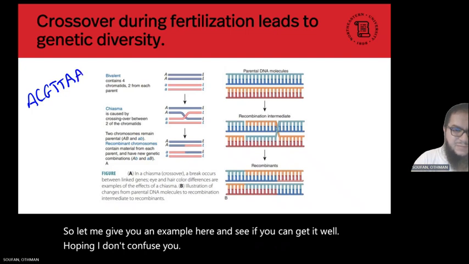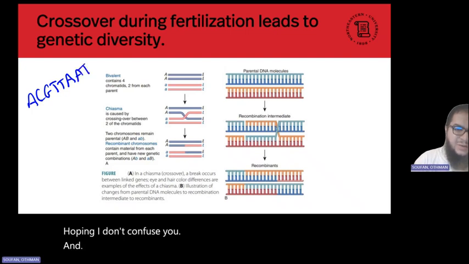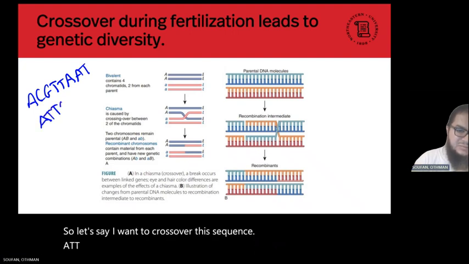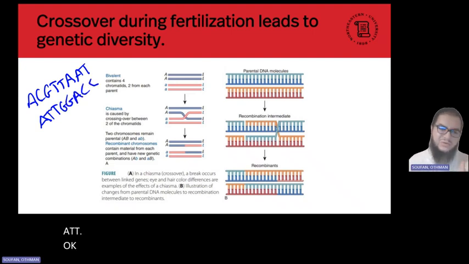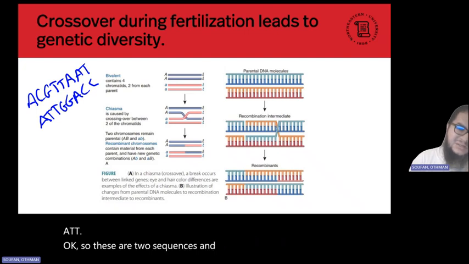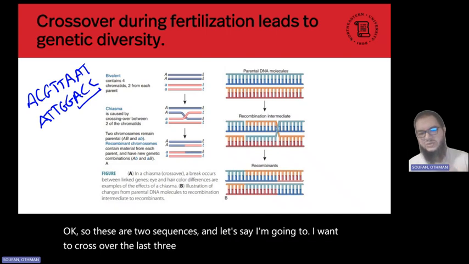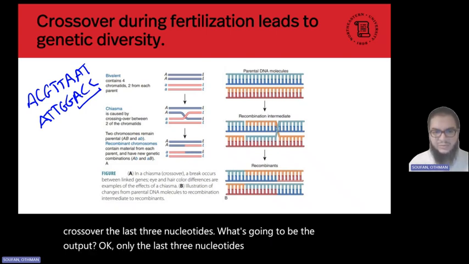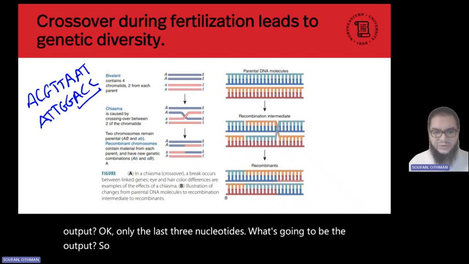So let's say I want to cross over this sequence ATT. Okay, so these are two sequences. And let's say I want to cross over the last 3 nucleotides. What's going to be the output? Okay, only the last 3 nucleotides. What's going to be the output? So share it with me as you give me the answer.